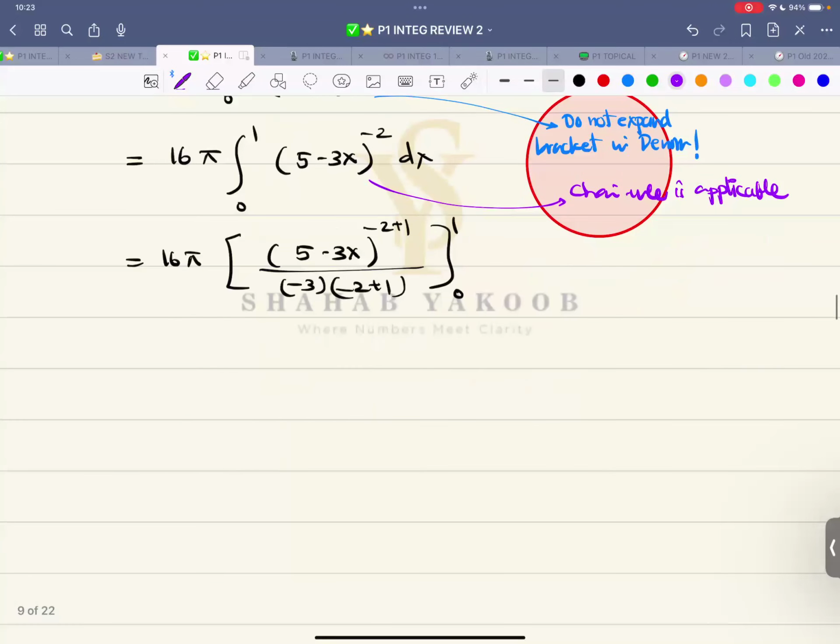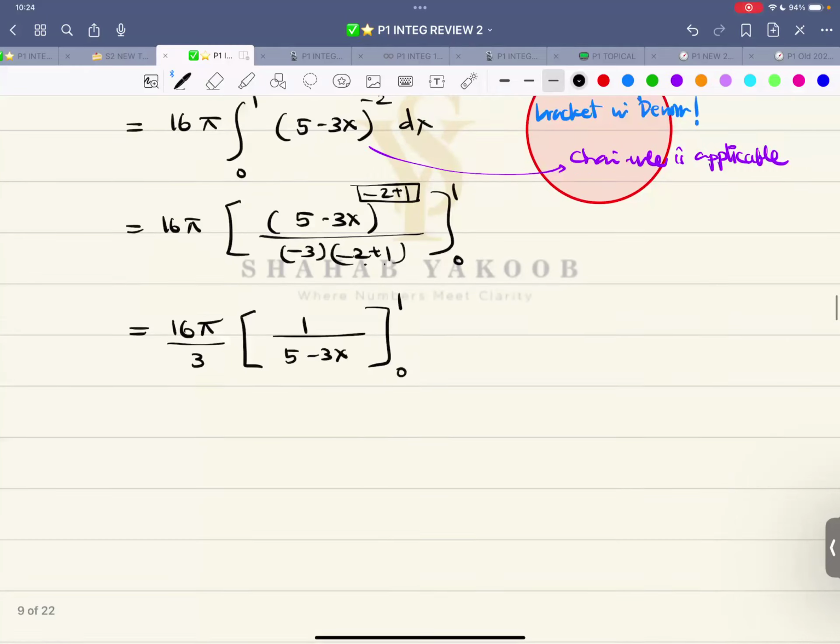All good, all clear? So now simplify it a bit more. This is 16 pi. Negative 2 plus 1 is negative 1. Negative 1 into negative 3, that's positive 3. Take this 3 on the outside. Simplify. Minus 2 plus 1 is negative 1. Therefore, it's written as 1 over 5 minus 3x between the limits 0 and 1.